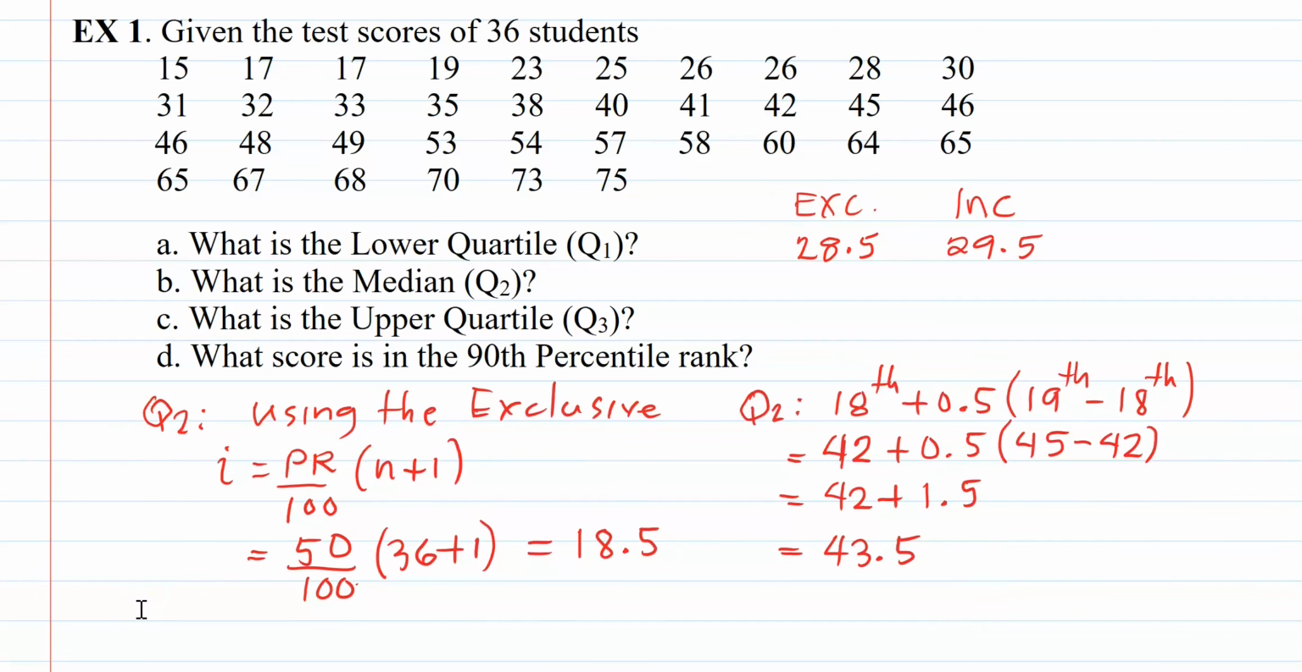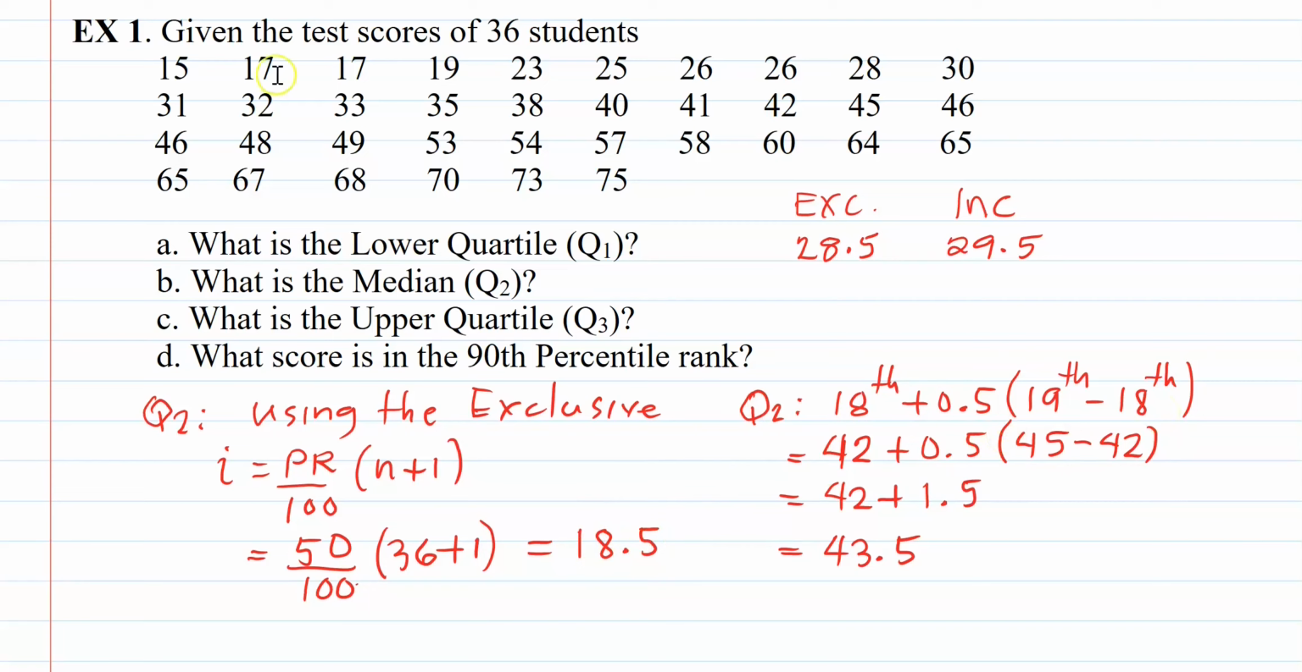Now for question B, what is the median or Q2? We're going to answer this question using the exclusive and using the inclusive. Now using the exclusive, our I, the position number, is PR over 100 times n plus 1. And for Q2, the PR is 50 because the median is the 50th percentile rank. So I will be equal to 50 over 100 times 36 plus 1, and this will give us 18.5.